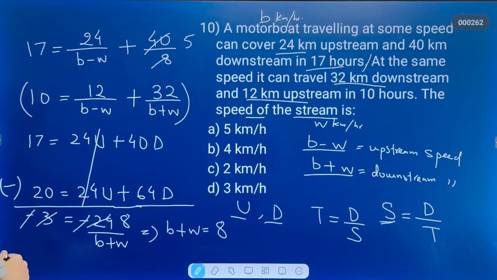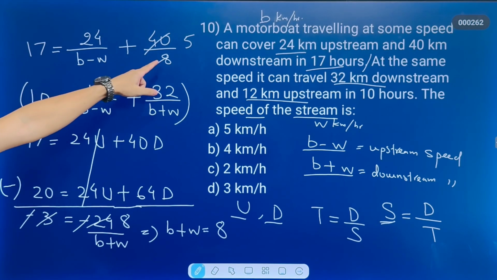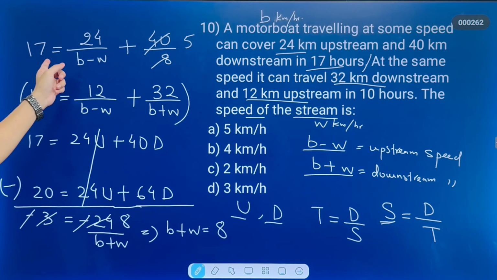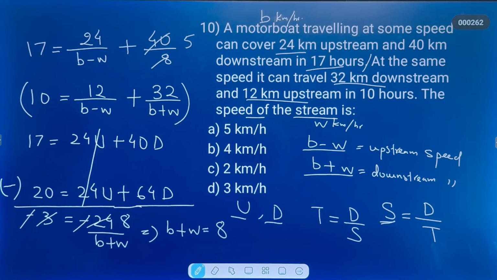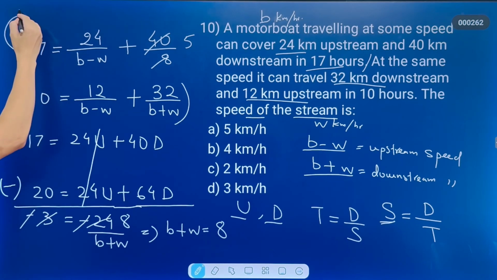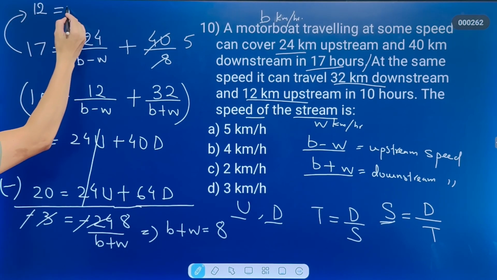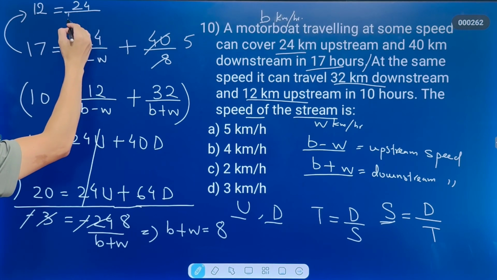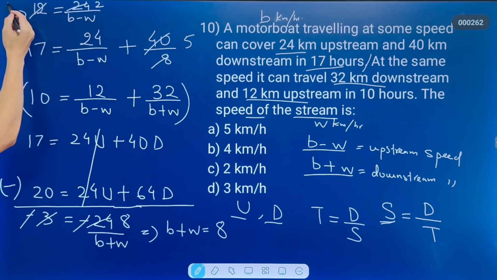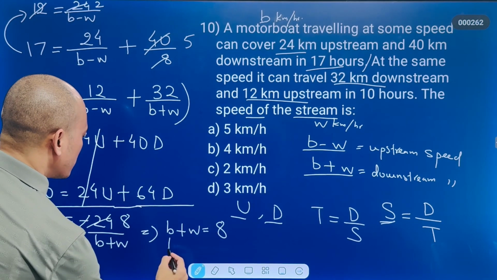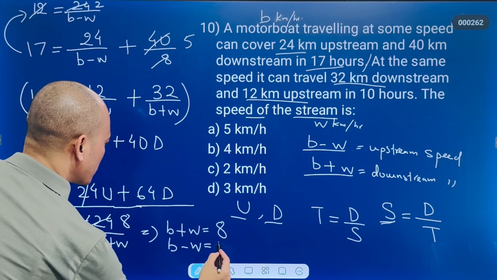Now, 24 by B minus W. Now we put this 8 in this equation, so it will become 17 is equal to 24 by B minus W plus 5. So 5 we move to this side, so it will become 17 minus 5. 17 minus 5 is 12. So this equation will become 12 is equal to 24 by B minus W. So 12 2s are 24. So B minus W will go this side, B minus W is equal to 2.